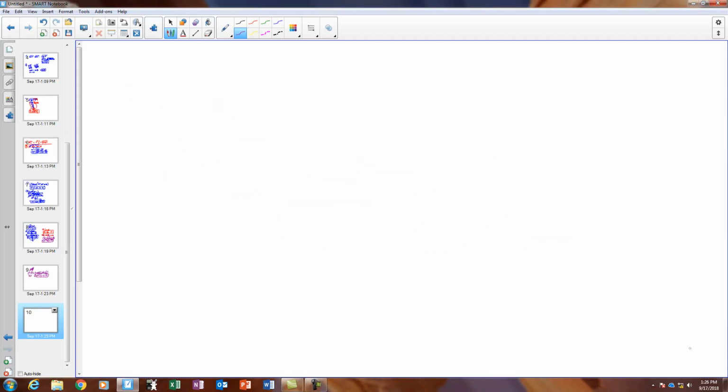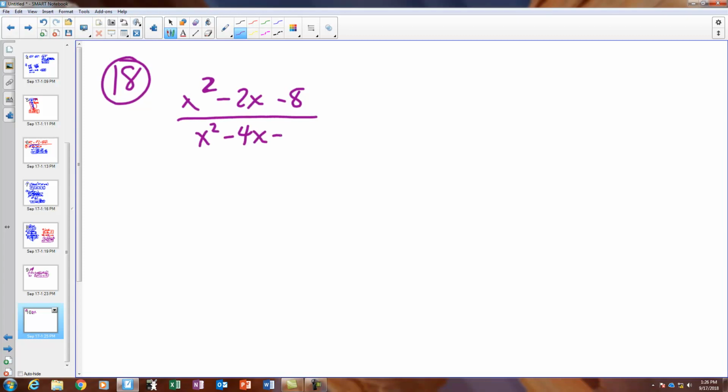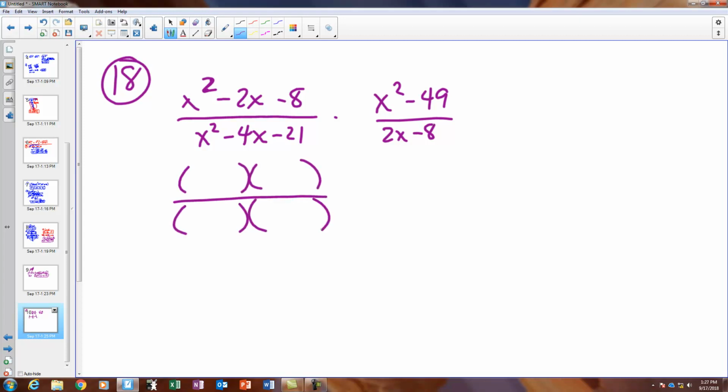Okay, so we just got a few more. Number 18 says we've got x squared minus 2x minus 8 over x squared minus 4x minus 21 times x squared minus 49 over 2x minus 8. First thing we want to do when we look at a problem like this is try to pull all the pieces apart and factor. We factor before we cancel. That's a really big idea.